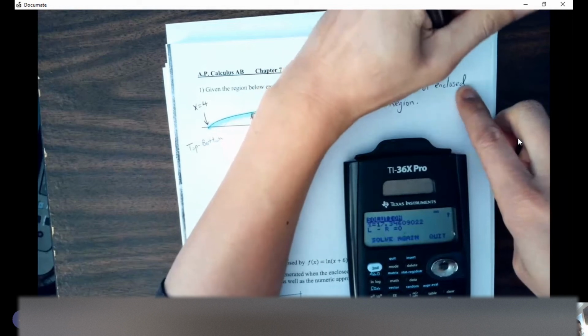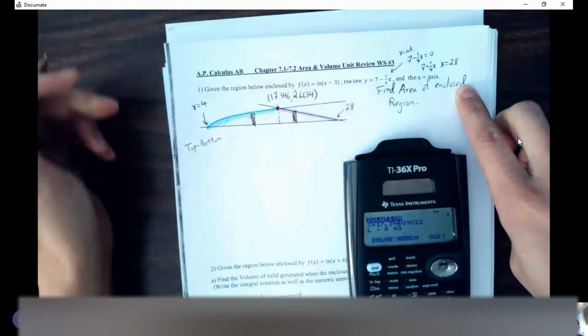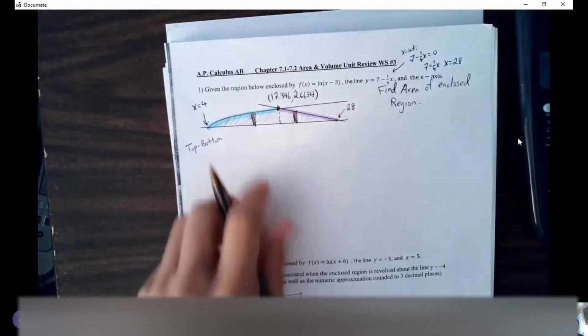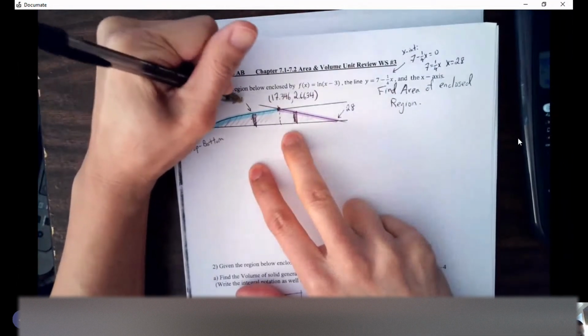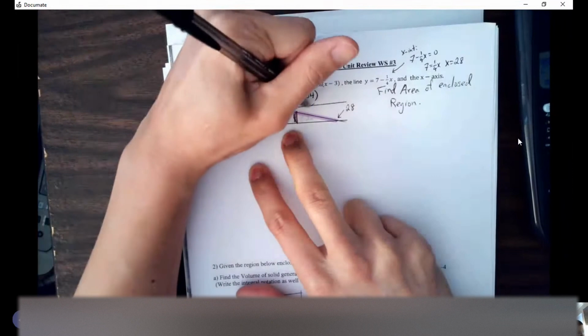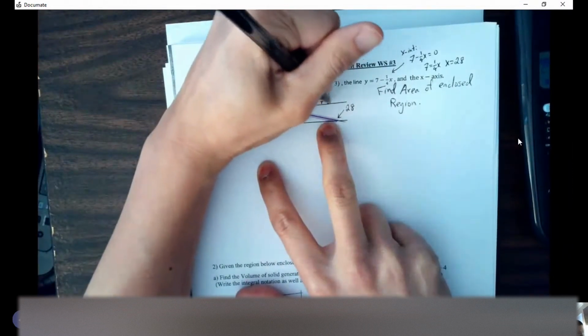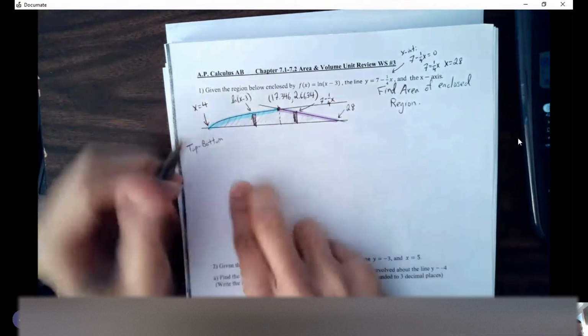So x is equal to 28. Okay, so we're going to apply both formulas here. Both are integrals. We have two top minus bottom. The top here is natural log of x minus 3. The top here is 7 minus 1/4 x. Okay. And then the bottoms are going to be 0.